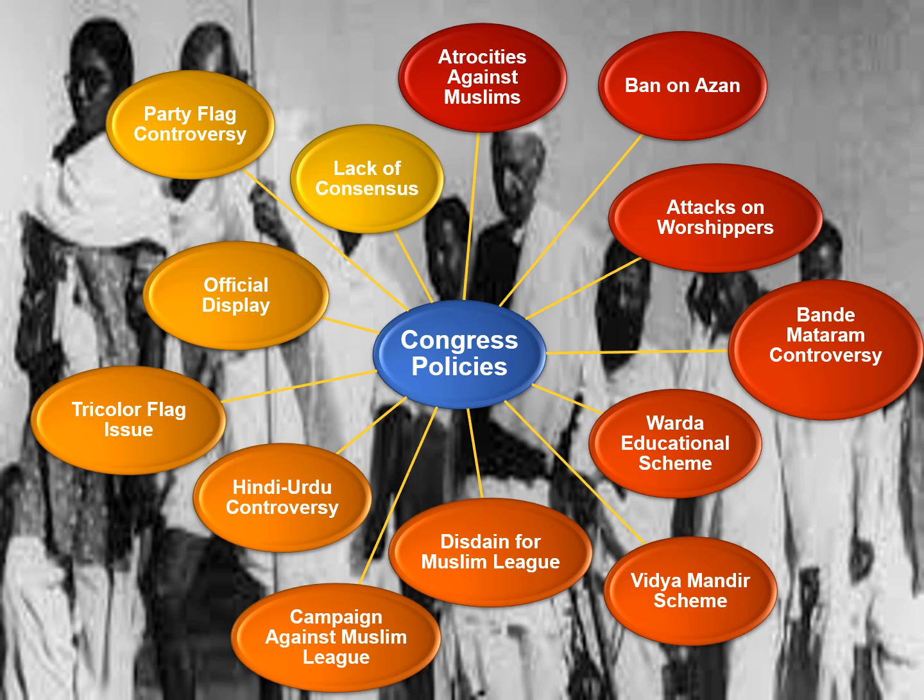Then we had the Vidya Mandir scheme. This scheme set up schools in Hindu temples, taught that Muslim rulers were cruel and Hindu rulers were heroes, and was strongly opposed by the Muslims.